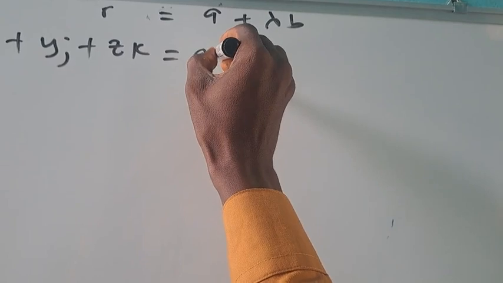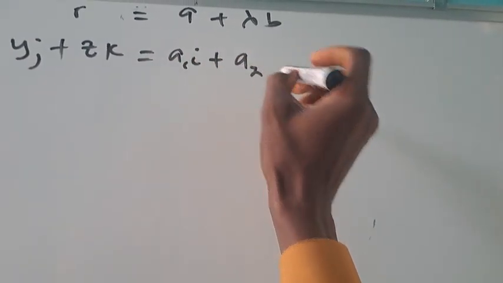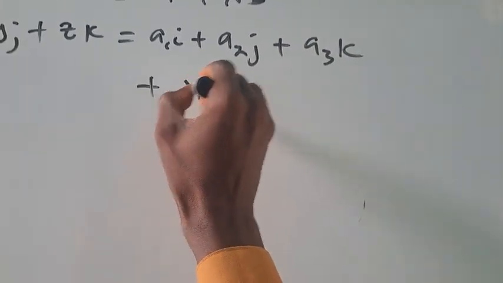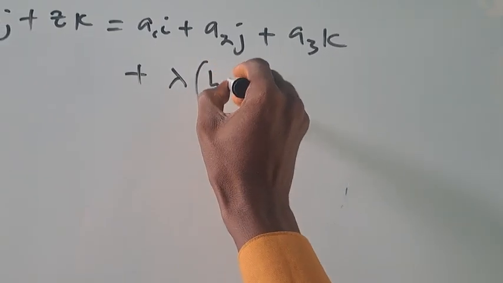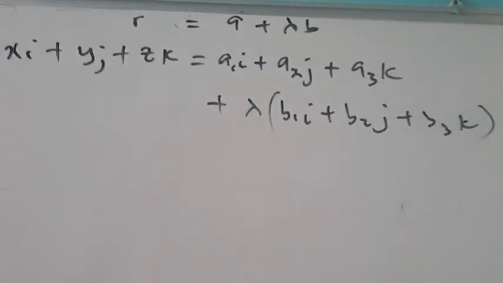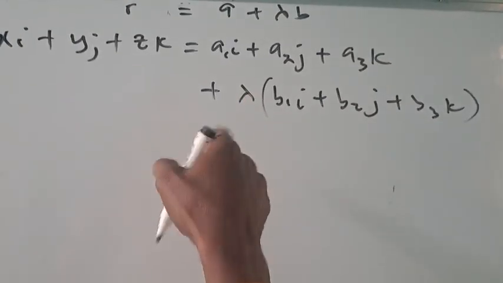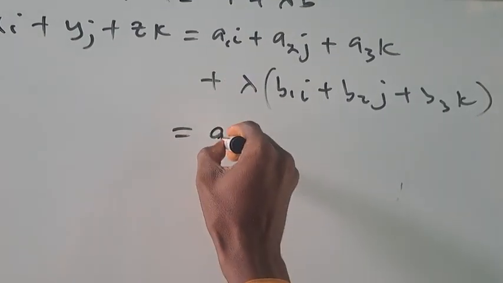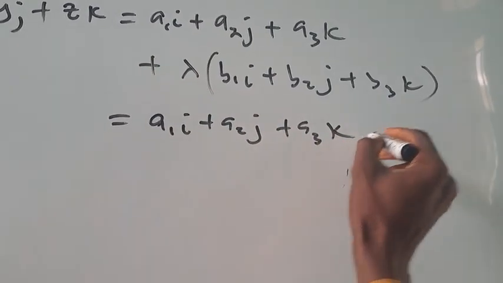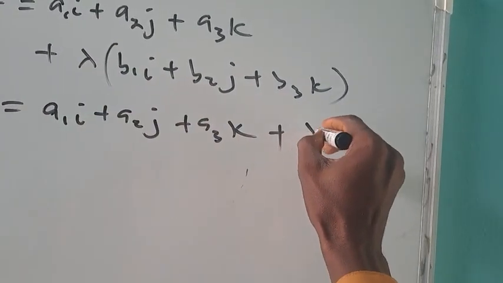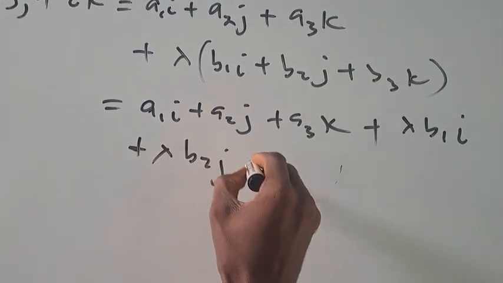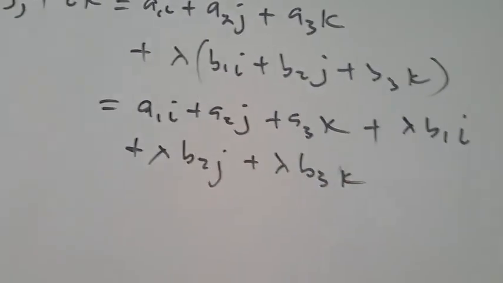So a will be a1i plus a2j plus a3k plus lambda. b will be b1i plus b2j plus b3k. So, having taken note of this, let's open up. This will now be a1i plus a2j plus a3k plus lambda b1i plus lambda b2j plus lambda b3k.